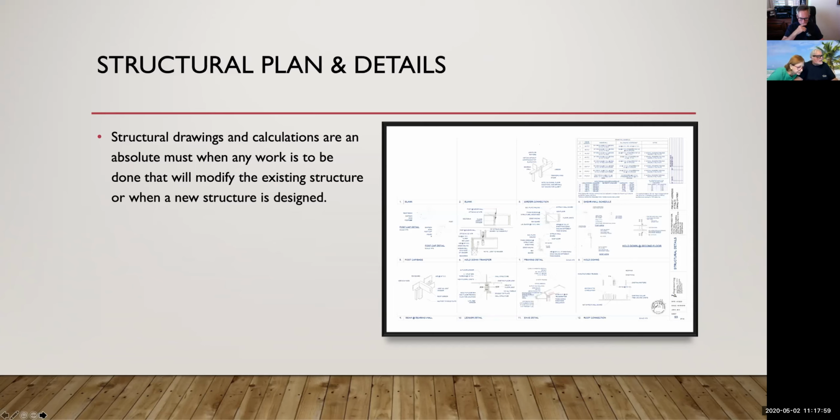Next one is 3. Structural plan and details. Actually, a structural engineer will probably need to be involved in your project with any addition that you do, even if it's a 3-foot by 8-foot closet that you're adding on to the outside of your house. So structural drawings and calculations are an absolute must when any work is to be done that will modify the existing structure inside or outside.